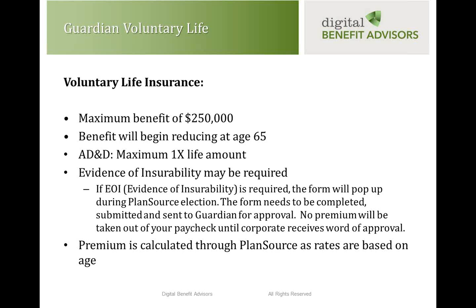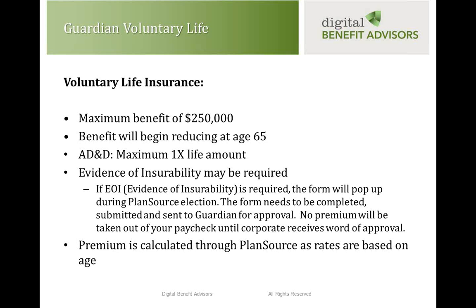What happens is if you're going to go into PlanSource and you do want to either elect voluntary life for the first time or you want to increase your voluntary life amount, you can absolutely do that on PlanSource. However, a form is going to pop up during your election. You have to print it off, complete it, and submit it to Guardian for approval. Once R&R receives the word that Guardian has approved it, that's when they will start taking premium out of your paycheck.